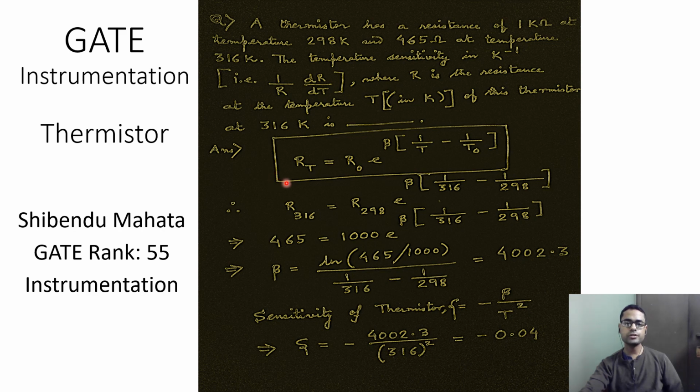The equation is R_T equals R naught times e to the power beta times (1 by T minus 1 by T naught), where R_T is the resistance of the thermistor at T Kelvin, R naught is the resistance of the thermistor at T naught Kelvin, and the term beta is dependent on the material of the thermistor.